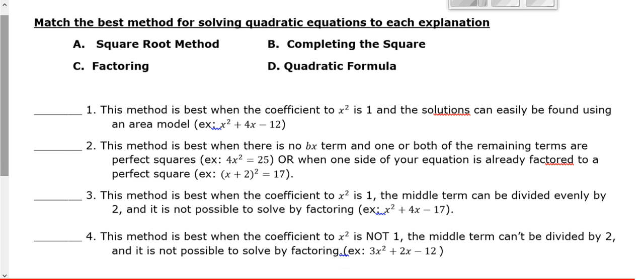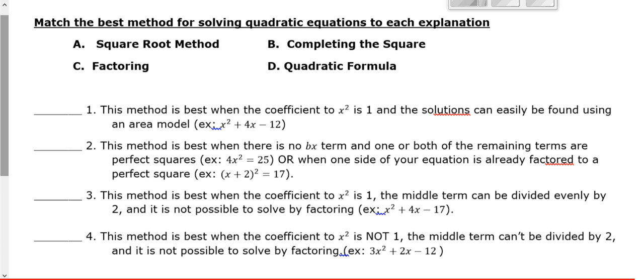So let's match the best method for solving quadratic equations to each explanation. Now, we know that many of these methods can be used even when it's not the best method, and that's fine. You can use those methods still. But we want to start trying to look for patterns to use the fastest method and the best method. But of course, use the method that you need to use at that time, and if you are strong with that method. Okay, so number one, this method is best when the coefficient to x squared is 1, and the solutions can easily be found using an area model.